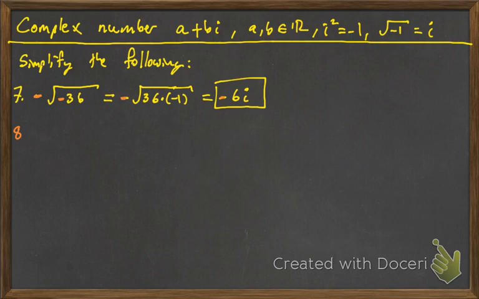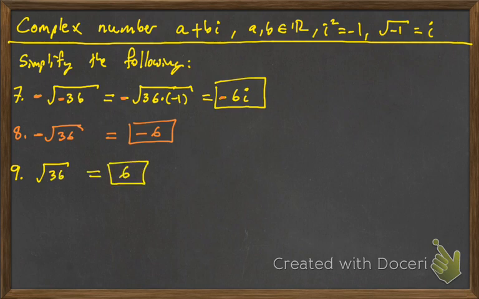Okay. What about negative square root of 36? The negative on the outside just makes your answer negative. So square root of 36 is 6, so it's negative 6. Okay. How about the square root of 36? That's just 6. How about the square root of negative 36? Well, we can write that as 36 times negative 1. Square root of 36 is 6. Square root of negative 1 is i.